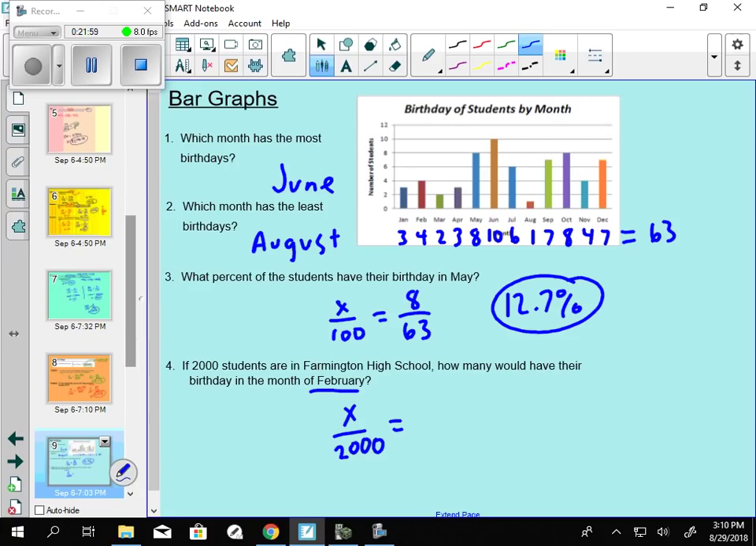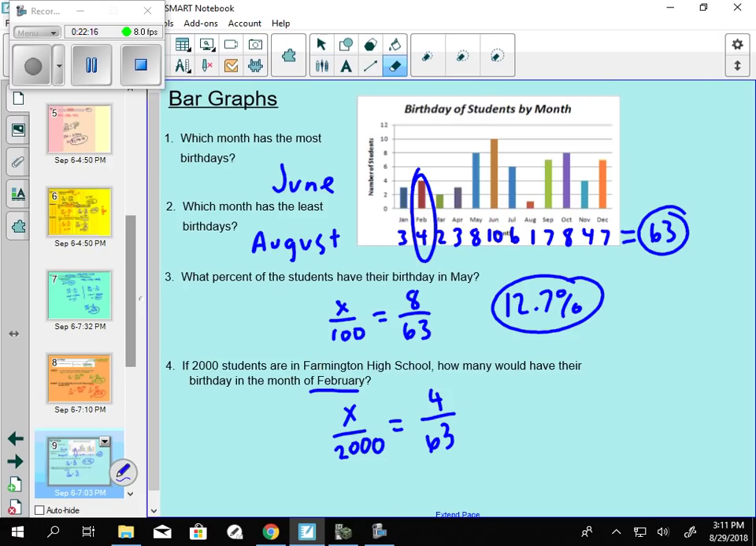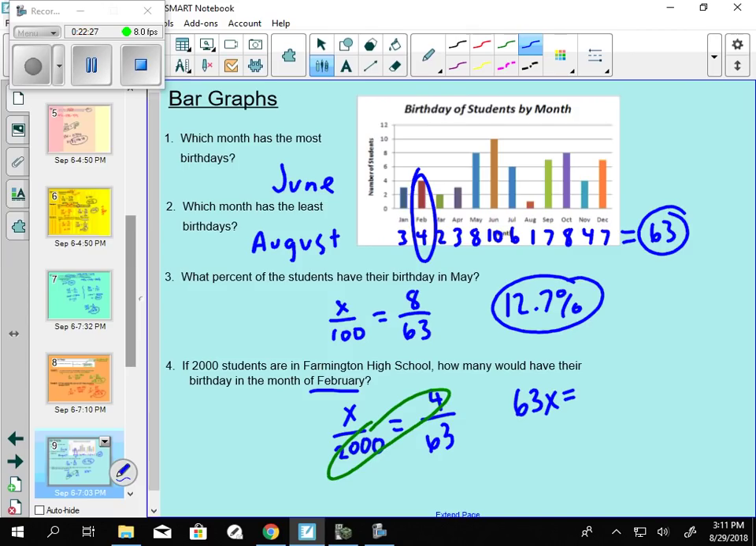So looking at our graph here, February, we can see there's 4 out of what? Well, we found that total before, that's 63. So how many out of 2,000 would have the same proportionality as 4 out of 63? We don't need to use percentages on here, but it's another proportion, so cross multiply. We want to multiply these two and divide by 63, so we get 63 times what equals 4 times 2,000, which is going to be 8,000.